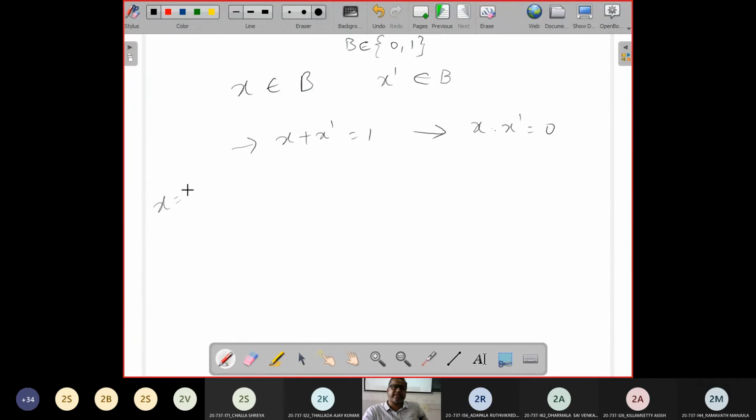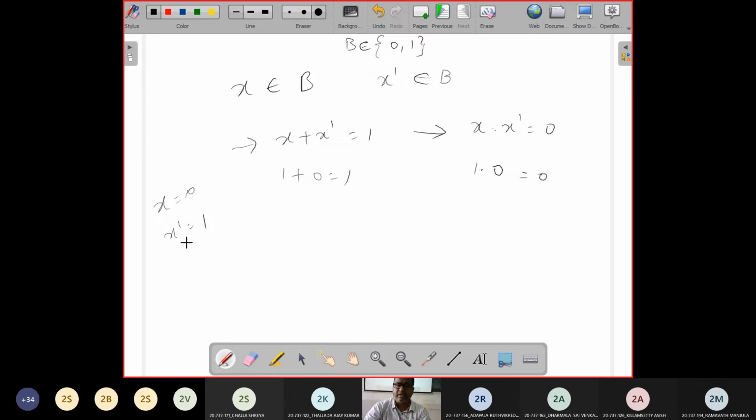Say for example, X takes value 0. What will be X complement? 1, right? So in that case, is this property satisfied? 1 plus 0 is 1. Is the other property satisfied? 1 ANDed with 0 is 0, right? So all my Boolean variables, all my binary variables, satisfy these two fundamental axioms. X plus X complement will always equal 1 and X dot X complement will always equal 0. Am I clear, guys?